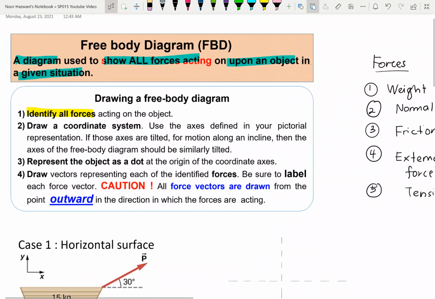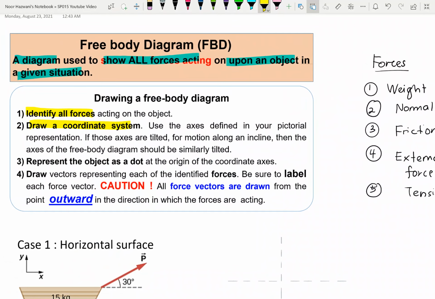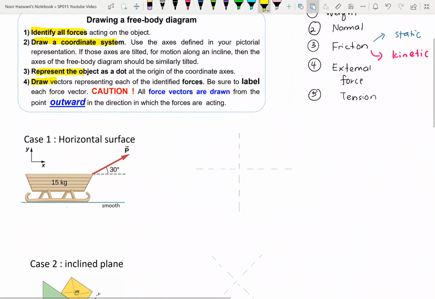Okay, and then number 3 dia kata, tadi draw coordinate system X and Y, and then kita kena represent the object, okay, as a dot. So ini objek yang you nak tengok, okay, ataupun yang you memang interested with. So you can represent that object with a dot, and then you akan draw all the vectors of the forces yang you dah identified tadi. So kalau ada 5 lah, you have to draw all the vectors. Kalau you ada identify just 2 sahajalah. Okay, we start with question number 1.